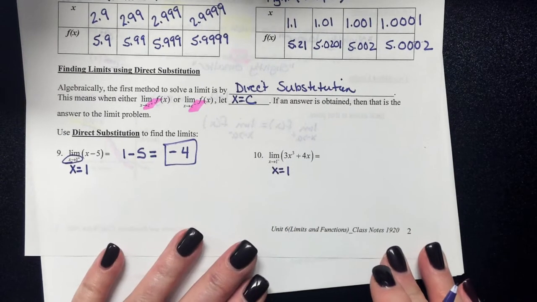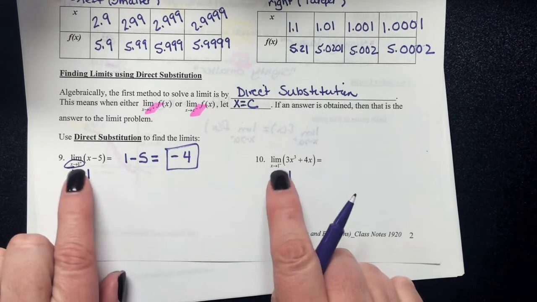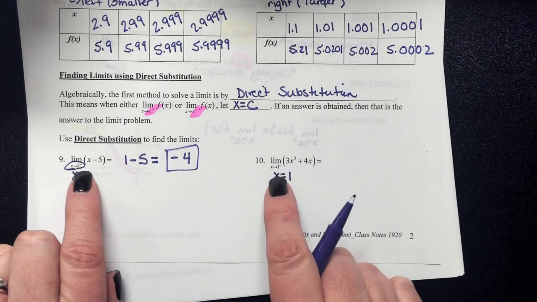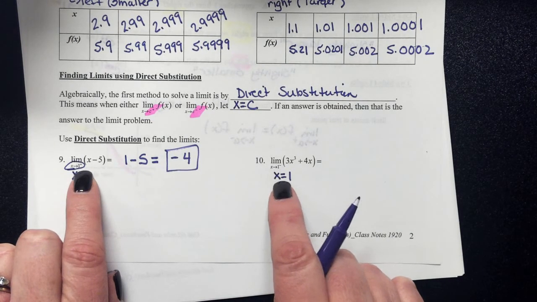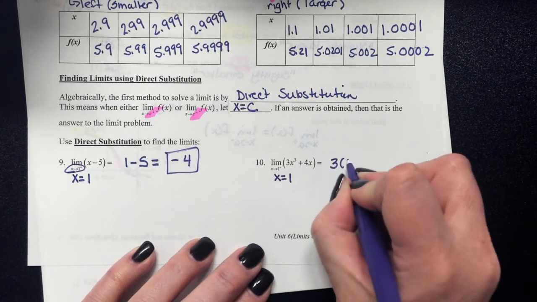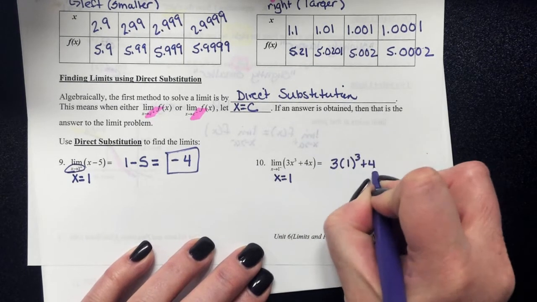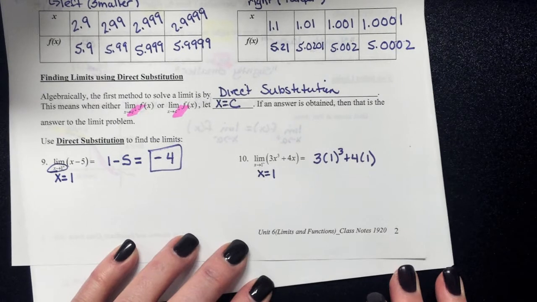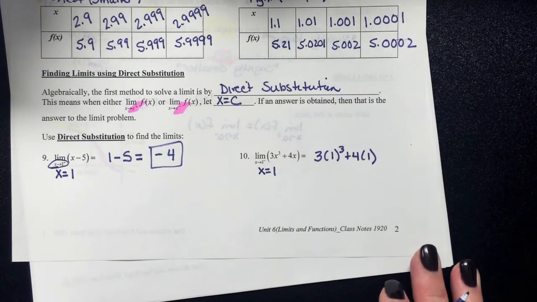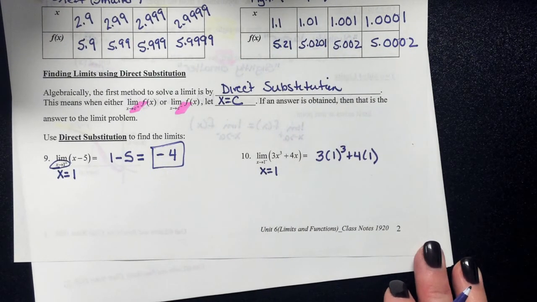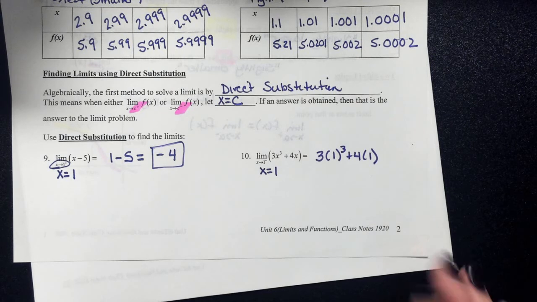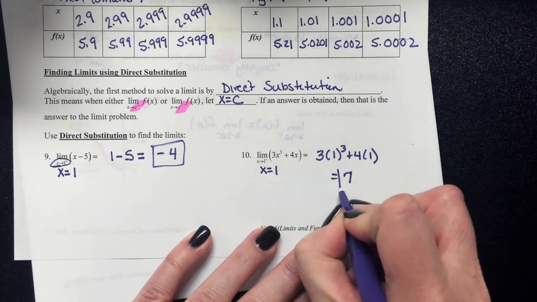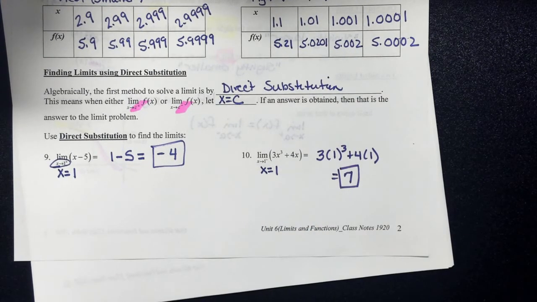All I'm going to do is plug in 1 for x. Again, it doesn't matter if you're coming from the left or from the right. If you want to find limits with direct substitution, just plug in the 1. So 3 times 1 to the third plus 4 times 1. Do you get an answer? What's the answer? 7. So you know the limit exists, and you know it's 7, you're done.